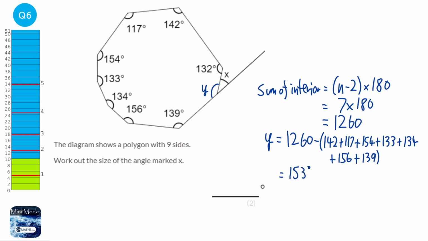And you can see here that y and x are on a straight line. And so to find x, we just need to take that 153 away from 180. And that gives us the answer of 27.